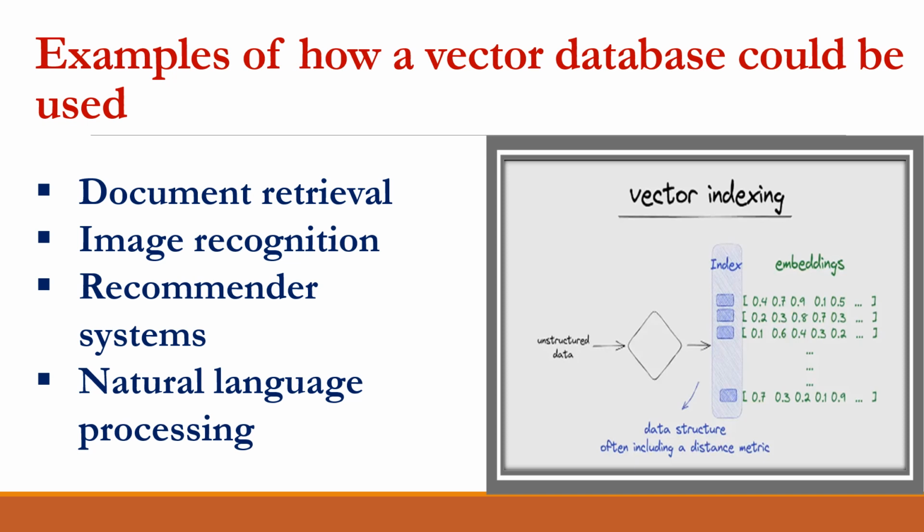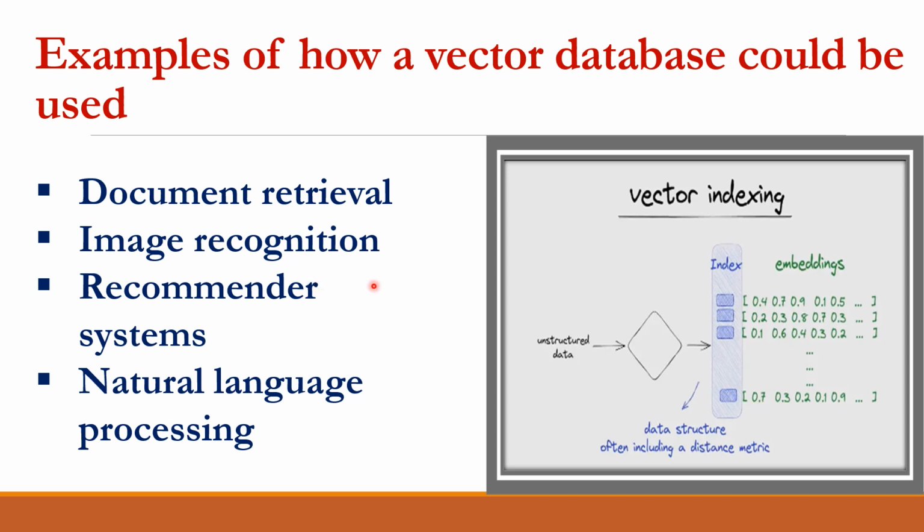First is document retrieval. A vector database can be used to search and retrieve documents based on their semantic meanings. For example, a search engine could use a vector database to find documents that are similar in meaning to the user query. Then comes image recognition. A vector database can be used to store and retrieve images based on their semantic content. For example, an image recognition system could use a vector database to find images that are similar to a query image.